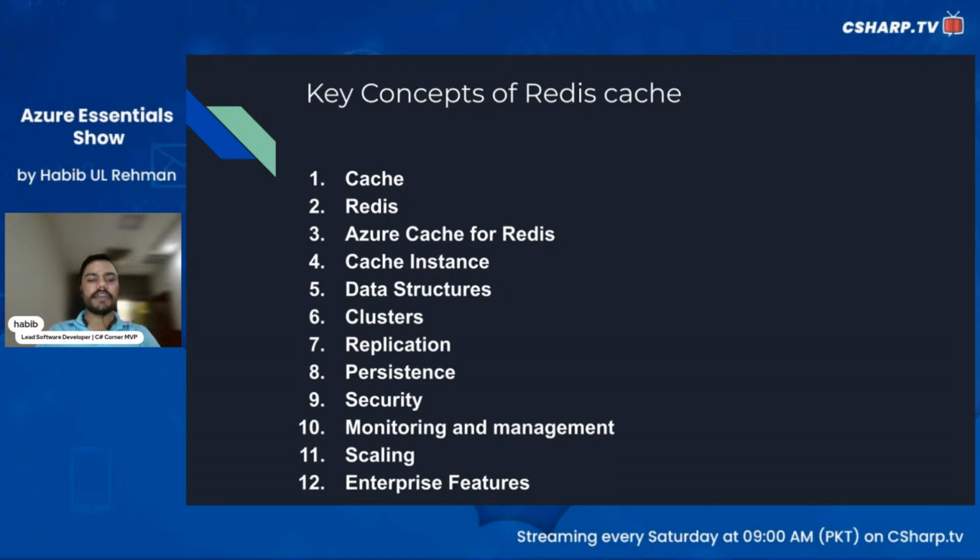Then next we have Redis. What is Redis? Basically, Redis is a remote dictionary server. It's an open source in-memory data structure store used as a database, cache, and message broker. So it's basically an in-memory database. Then we have Azure Cache for Redis. Basically, it's a managed caching service provided by Azure, built on the open source Redis platform. It offers secure, dedicated Redis instances managed by Azure.